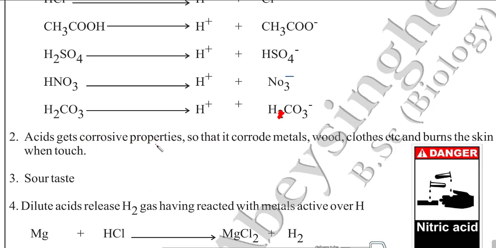Acid has corrosive properties. That means it is damaging our skin. It damages wood. It damages metal. This is called corrosive properties. Acid has corrosive properties so that it corrodes metals, wood, clothes. If that acid falls on the cloth, that's over, children, and it burns the skin.